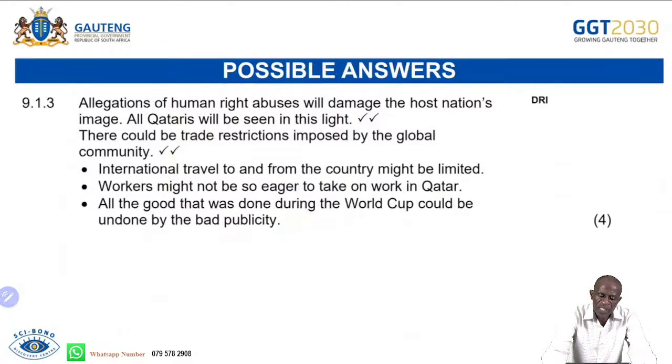Allegations of human rights abuses will damage the host country's image. All of Qatar will be seen in this light. There could be trade restrictions imposed by the global community. International travel to and from the country might be limited. Workers might not be eager to take on work in Qatar. All the good that was done during the World Cup could be undone by bad publicity. So this answers 9.1.3 on the image of Qatar.